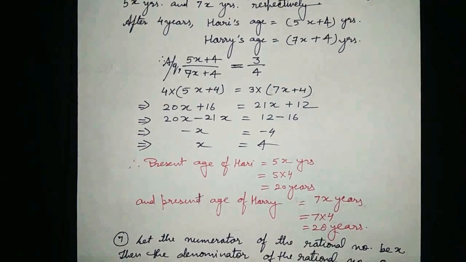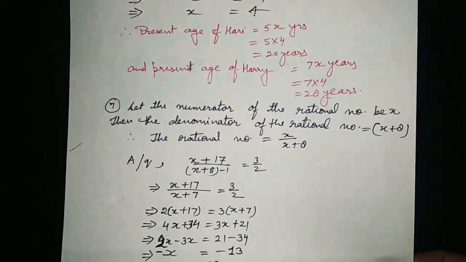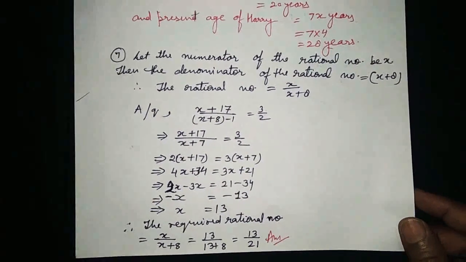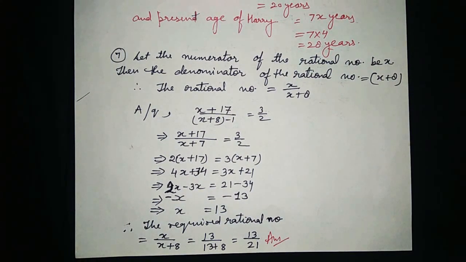Now you see the 7th question in your book. The 7th question is: the denominator of a rational number is greater than its numerator by 8. If the numerator is increased by 17 and the denominator is decreased by 1, the number obtained is 3 upon 2. Find the rational number.